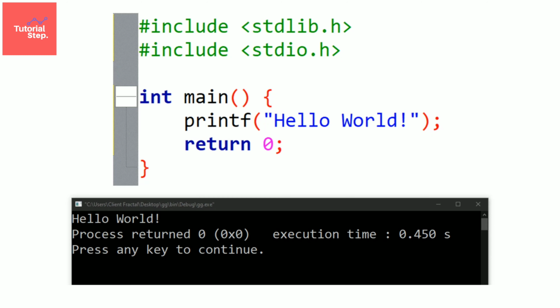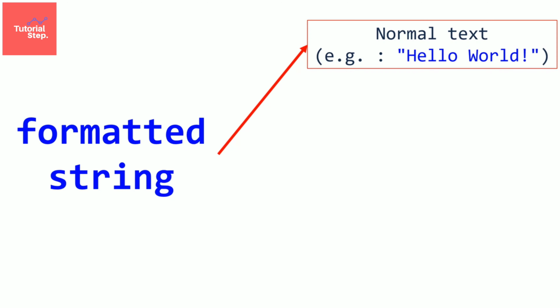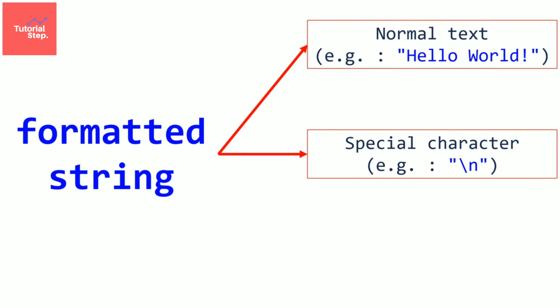You have to know that in the printf function we have to put a formatted string. A formatted string can contain normal text like we did with hello world. It can also contain special characters preceded by a backslash. For example, to go to a new line we use \n.